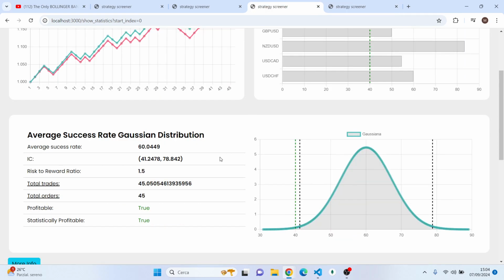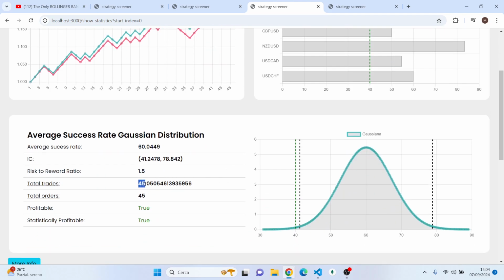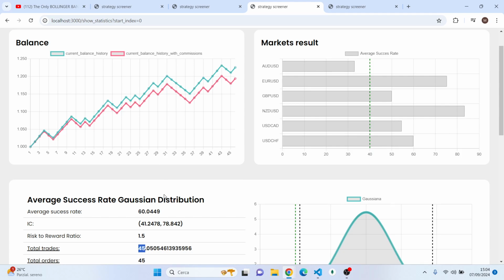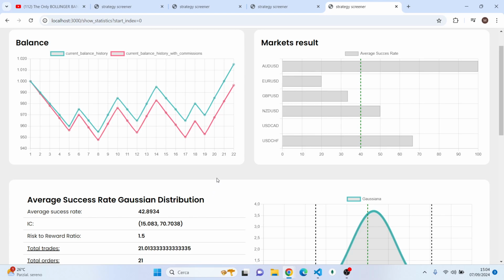So as you can see, this is how many YouTubers on their channels tell you that they had 45 trades and the average success rate is really high. Yes, it's really high, but the confidence interval tells us that the average success rate can be pretty far from the one you have found. As you can see now on the test dataset, the average success rate is very far from the one we found before.